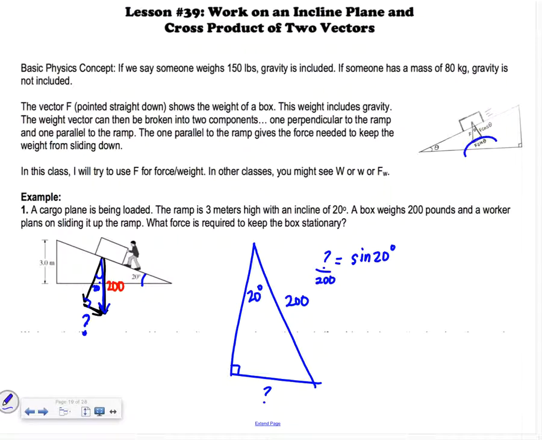That's why in the diagram I wrote F sine of theta. Do you guys see that? If you just have that memorized, you will always know the force required to keep it from sliding down is going to end up being F sine of theta.